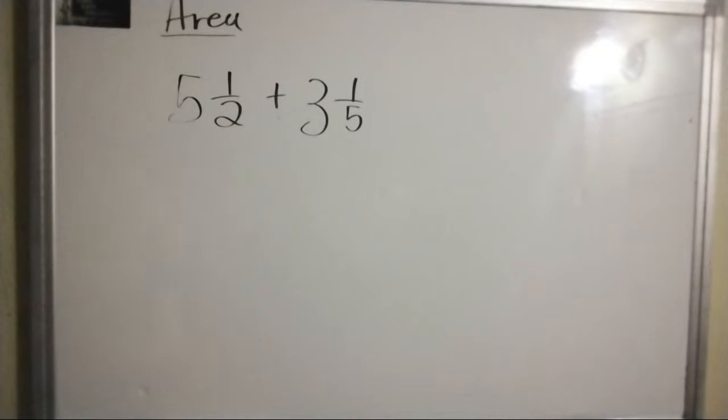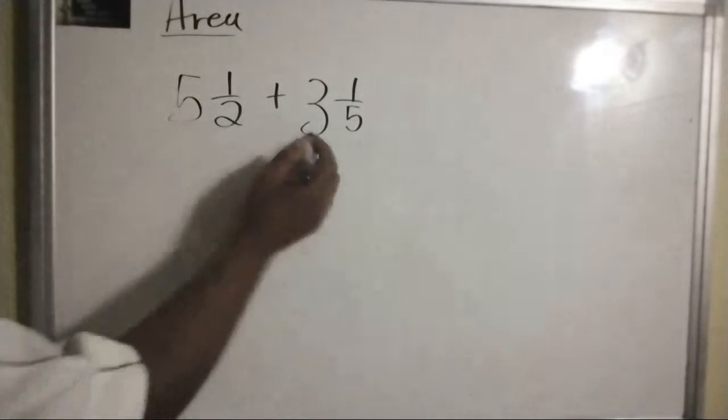Alright. Someone says 8 and 7 over 10. Alright, so let's do this quickly and then we can go to another.